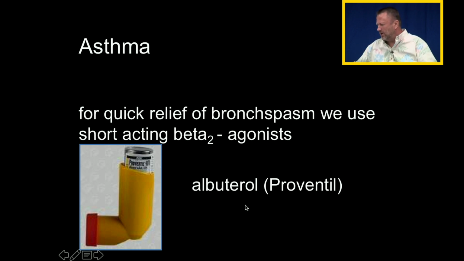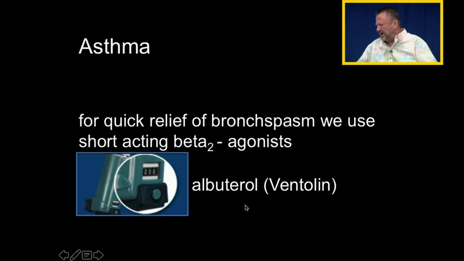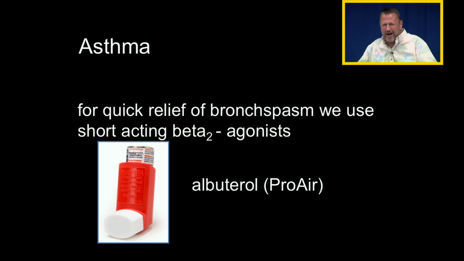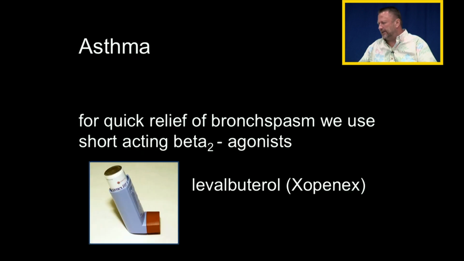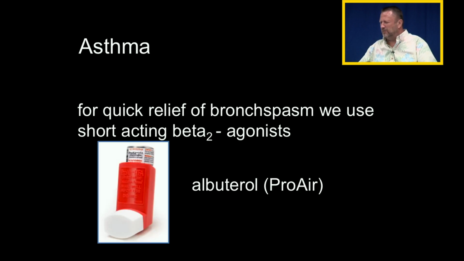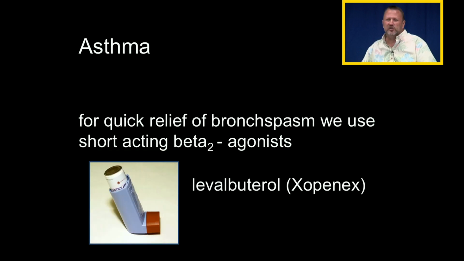And so albuterol as Proventil, albuterol as Ventolin, albuterol as ProAir, these are all excellent for the quick relief of bronchospasm, and so these are short-acting beta agonists. All right, the levo means it's the left-handed version rather than the racemic versions. So it's called Xopenex, and it is going to be a little bit more efficacious than the other forms of albuterol.